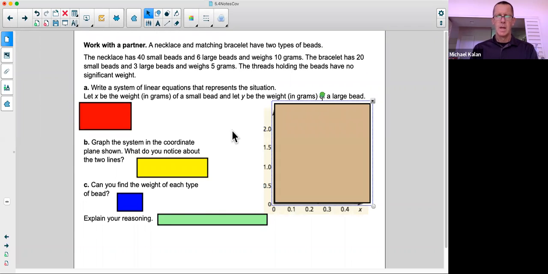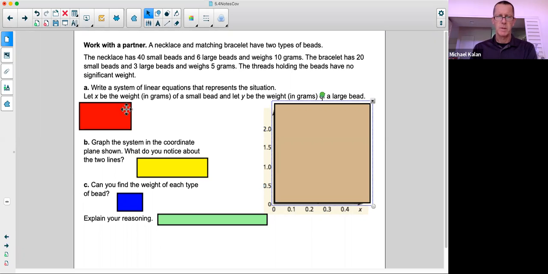Okay. You have a necklace and matching bracelet that have two types of beads. The necklace has 40 small beads and 6 large beads and weighs 10 grams. The bracelet has 20 small beads and 3 large beads and weighs 5 grams. The threads holding the beads have no significant weight, so pretend they have 0 for their weight. A, write a system of linear equations that represents the situation.